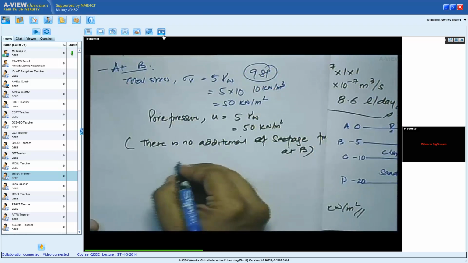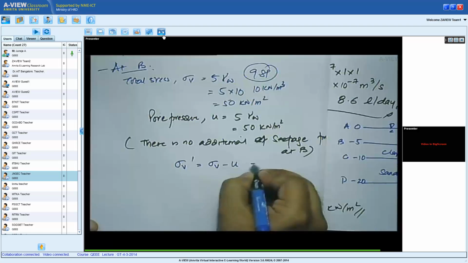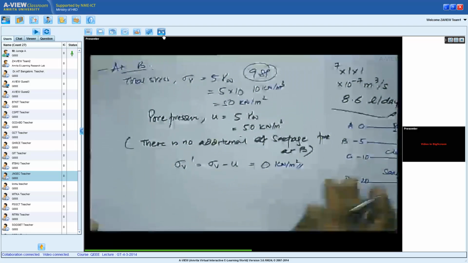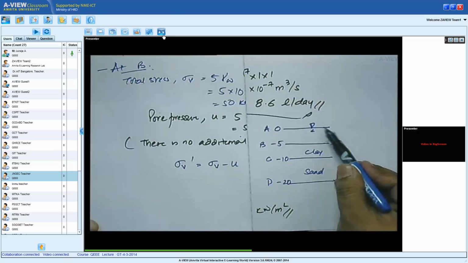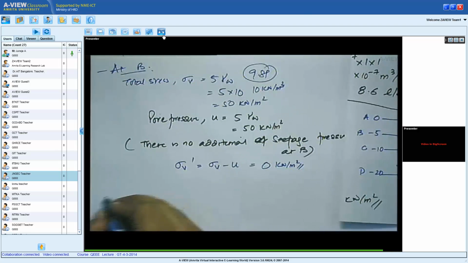So what about effective stress? Sigma V prime equals to sigma V minus pore water pressure. In this case, this is also 0. Obviously, effective stress at both these levels is 0. Next one at C.